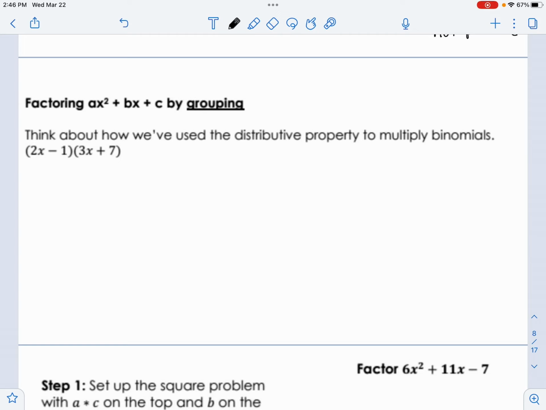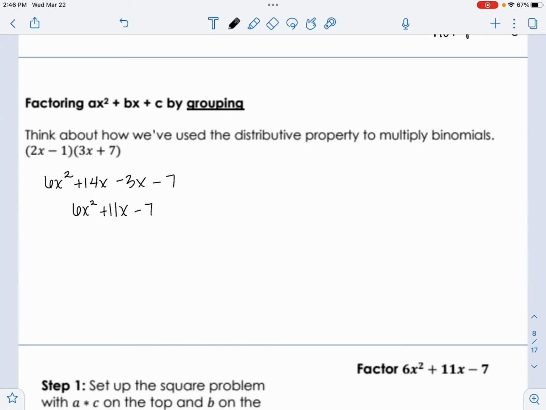So let's start by multiplying these two binomials out, however method you like to use. Some of you really like to use the boxes method or FOIL. So when you multiply this out, you get 6x squared plus 14x minus 3x minus 7. Combine like terms, writing it in standard form, and you get 6x squared plus 11x minus 7.